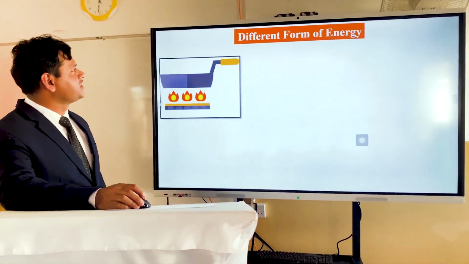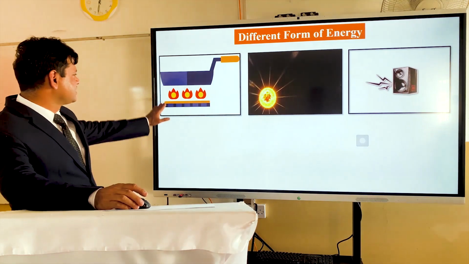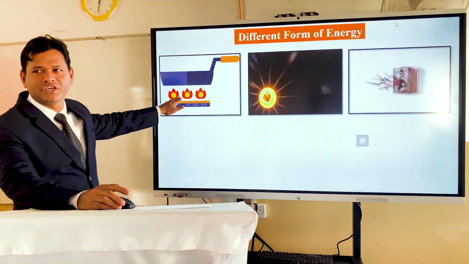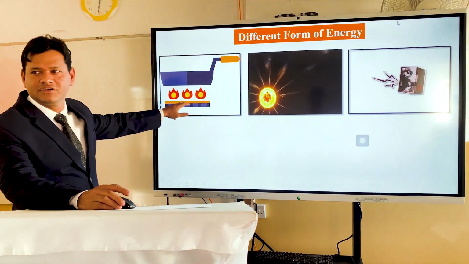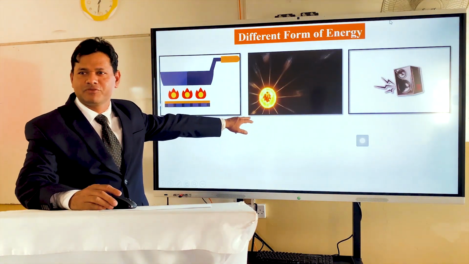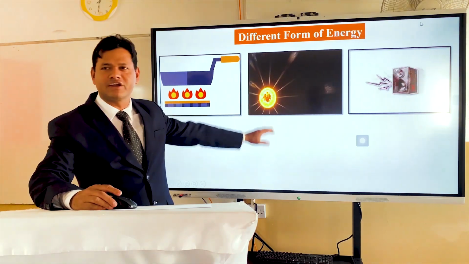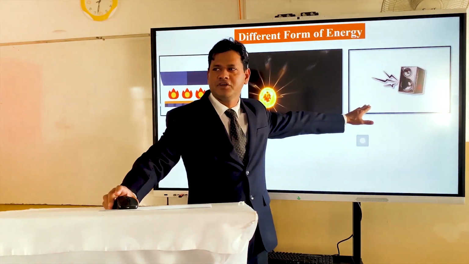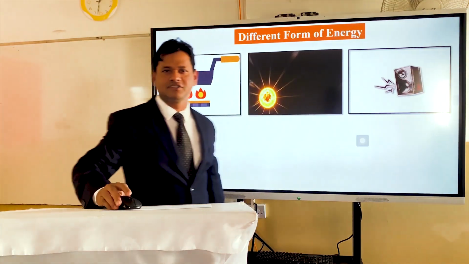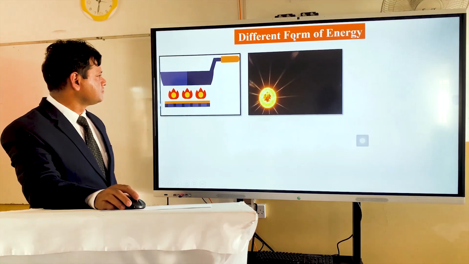Okay, now we'll see the different forms of energy. Can you tell me the first energy we are using for cooking? Heat energy. Brilliant, very good. And this one is the sun. From the sun we are getting heat energy and light energy. So this is also called solar energy. And this is a speaker. Sound energy. You get it from here. Very good.